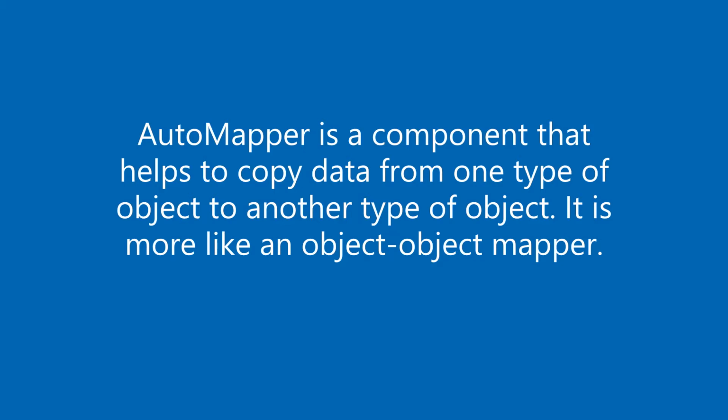First we have to know what is AutoMapper and why we are using this. AutoMapper is a component that helps to copy data from one type of object to another type of object. That means if we have two classes such as A and B and we want to convert A type class to B type class, in this case we will use AutoMapper because it helps in transforming an input object of one type into an output object of a different type. In other words, we can say it is an object to object mapper.